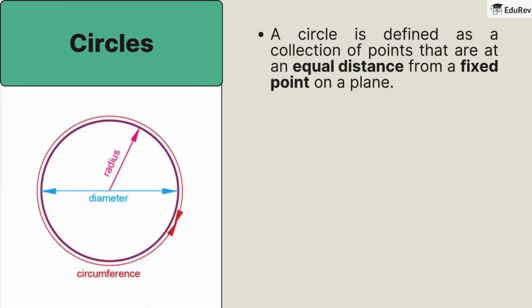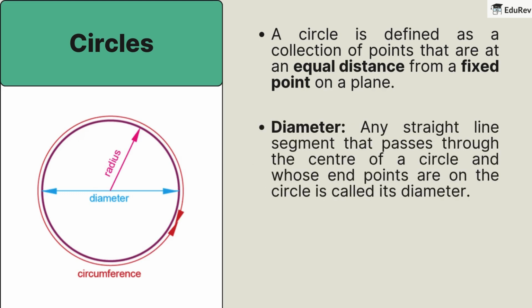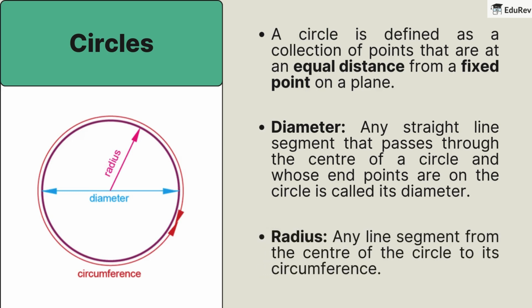Now, let's explore circles. A circle is defined as a collection of points that are at an equal distance from a fixed point on a plane. The diameter is any straight line segment that passes through the center of a circle and whose endpoints are on the circle. The radius is any line segment from the center of the circle to its circumference.